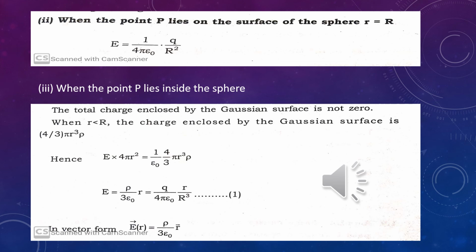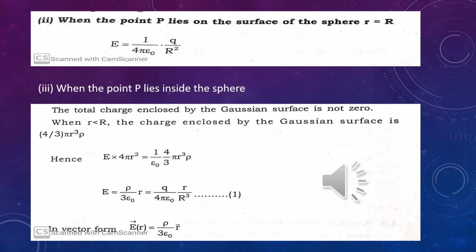The second case: when the point P lies on the surface of the sphere, what happens? The capital R and the small r become the same, and the equation becomes 1 by 4 pi epsilon 0 into q by capital R squared, because capital R is equal to small r, as the point P is lying on the surface. And the third case is when the point P lies inside the sphere.